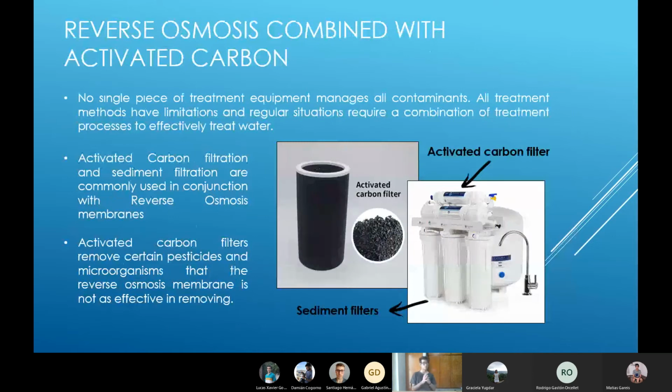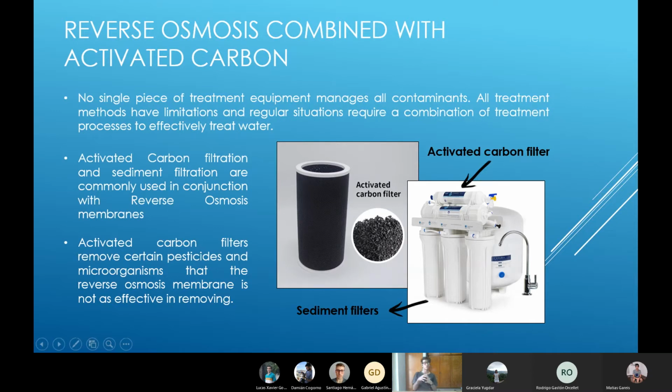Well, but we should show the difference between reverse osmosis and the reverse osmosis system. Reverse osmosis is the process, but the system contains different stages, as Matias said. There is no silver bullet to purify water, so we must use activated carbon filters and sediment filters to improve the efficiency of the purification system. Usually, we use activated carbon filters to eliminate chemicals like pesticides and herbicides and bacteria, and sediment filters to separate fresh water from minerals.